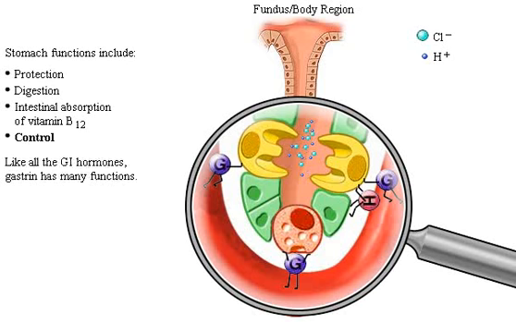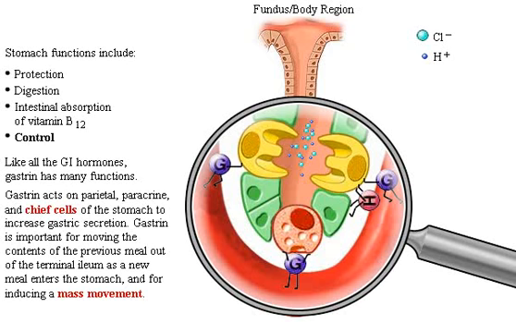Like all the GI hormones, gastrin has many functions. In general, gastrin promotes gastric motility and secretion and exerts a trophic effect on the stomach. Gastrin acts on parietal, paracrine, and chief cells of the stomach to increase gastric secretion. Gastrin is important for moving the contents of the previous meal out of the terminal ileum as a new meal enters the stomach and for inducing a mass movement.